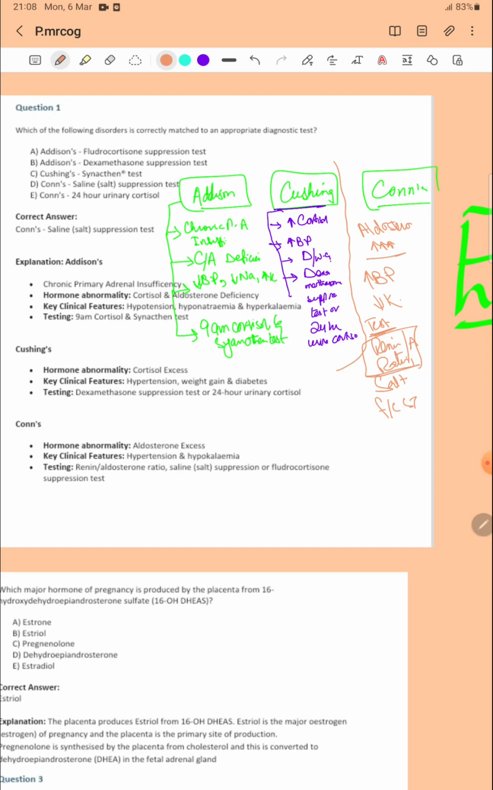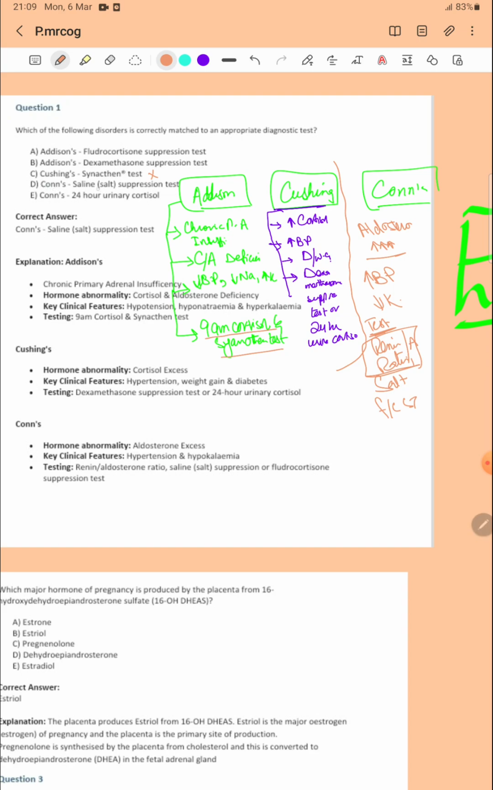So let's move to our options. Option A is Addison's with the fludrocortisone test. No, we have discussed that in Addison's the 9 a.m. cortisol and synacthen test is used. Then Addison's with dexamethasone, no. Then option C is Cushing with the synacthen test. That is again wrong, because in Cushing we use the dexamethasone suppression test or 24-hour urinary cortisol.